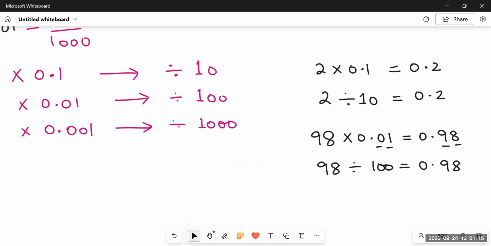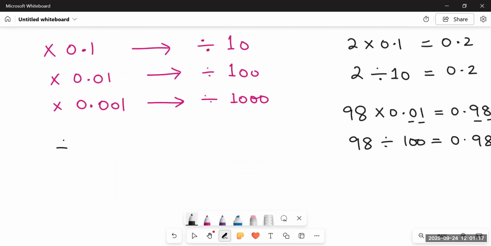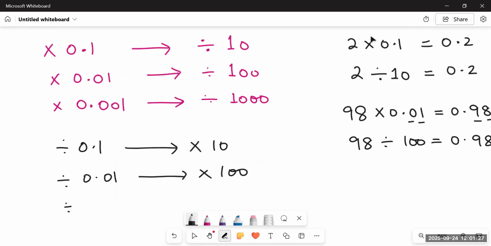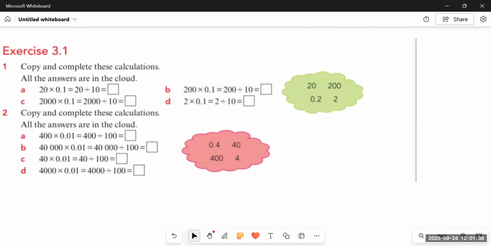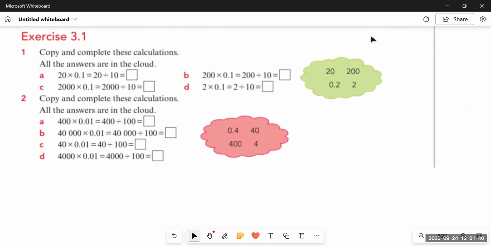And also, if we are dividing a number by 0.1, it's actually multiplying the number by 10. Dividing the number by 0.01 is actually multiplying the number by 100. And dividing the number by 0.001 is actually multiplying the number by 1000. That's all we have to do in this particular exercise. So let's start from question number 1.